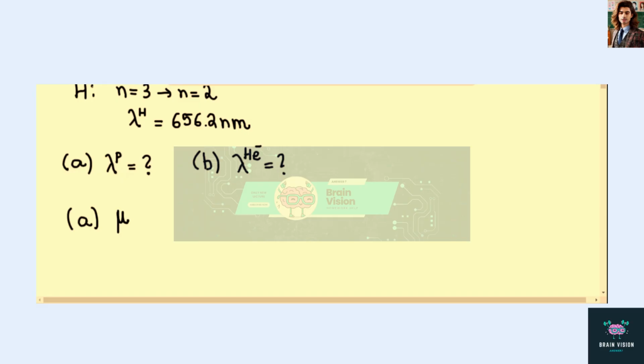First of all, let's calculate the reduced mass of the positronium. The reduced mass is the mass of the electron m times the mass of the positron, which is the same as the mass of the electron, so m squared, divided by the mass of the electron m plus the mass of the positron, which is also m. So the reduced mass is m over 2. That's the reduced mass of the positronium.